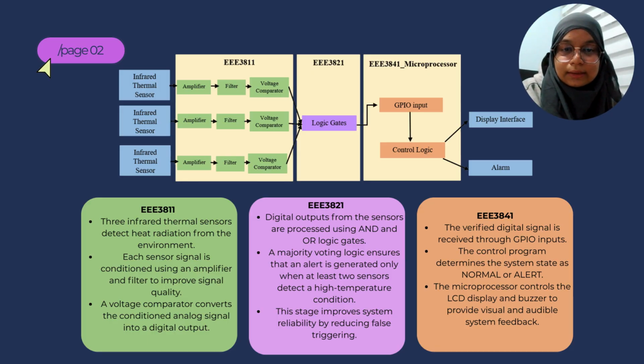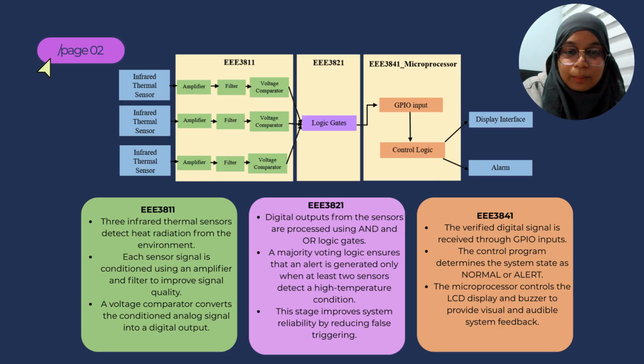In the digital stage, the three digital signals are processed using AND and OR logic gates. A majority voting logic is applied so that the system only produces a valid output when at least two sensors detect a high temperature condition. This helps to reduce false triggering and improves overall system reliability.